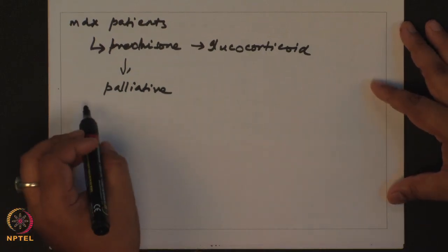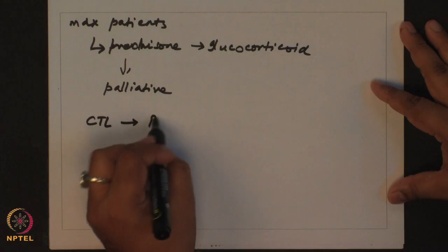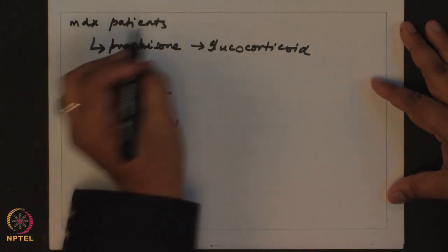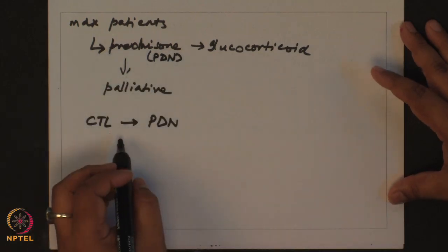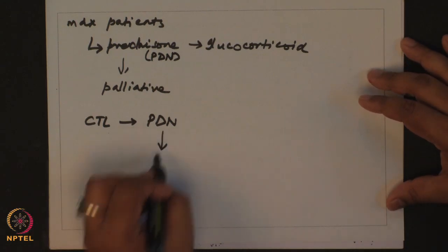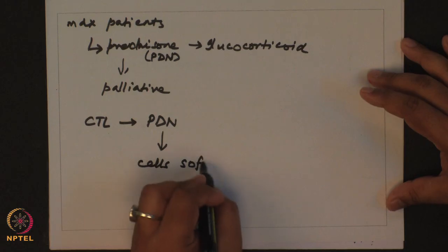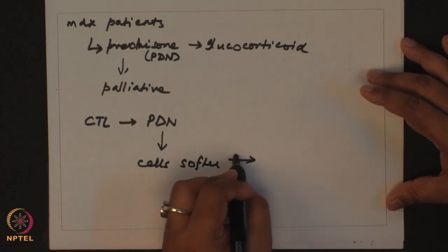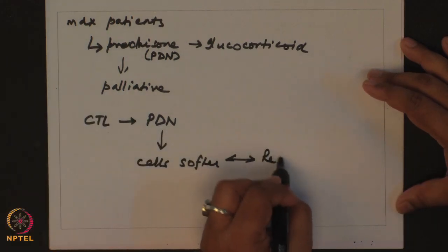So, an experiment was performed in which you had control cells which were treated with PDN or prednisolone, and asked how does the stiffness change. What was observed was PDN treatment made cells softer, suggesting that using this drug you are reducing the level of tension.